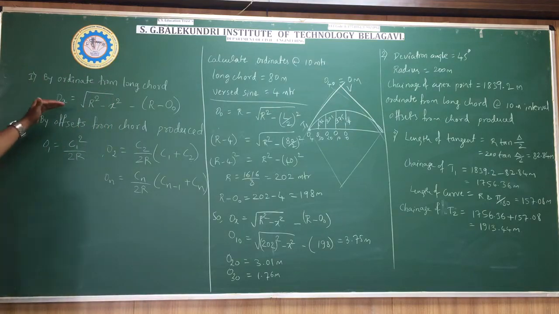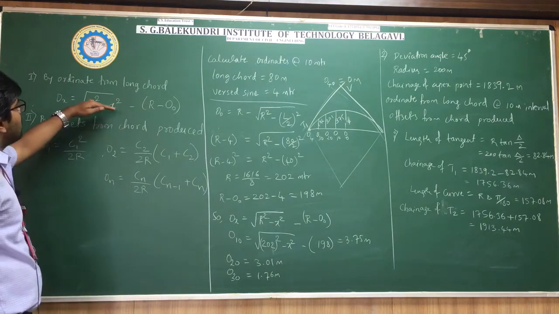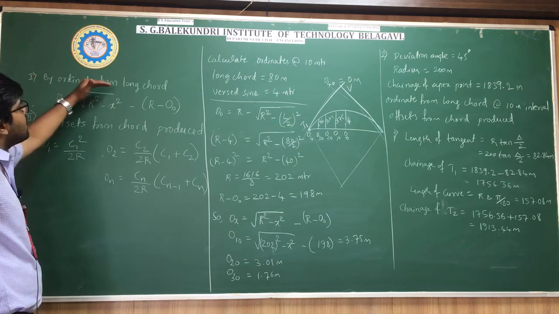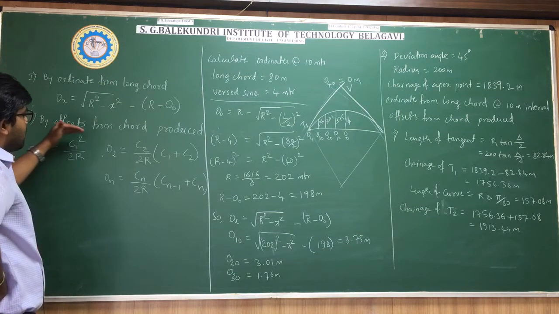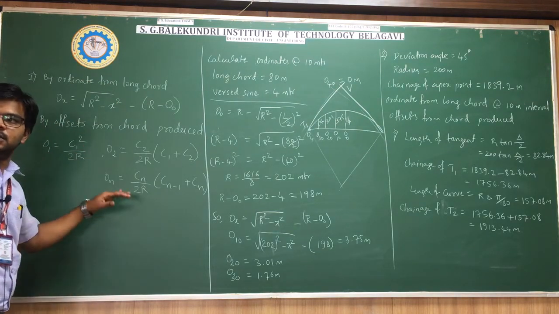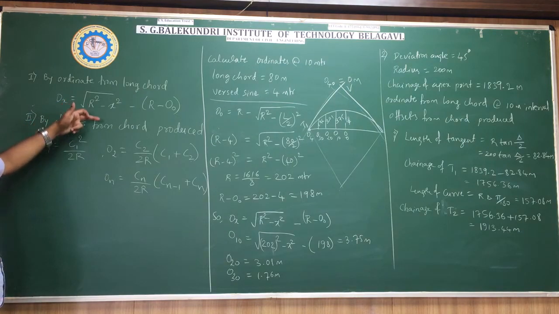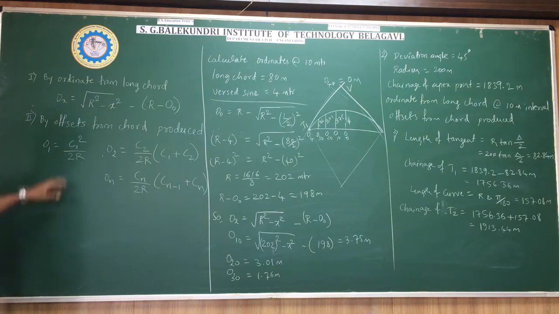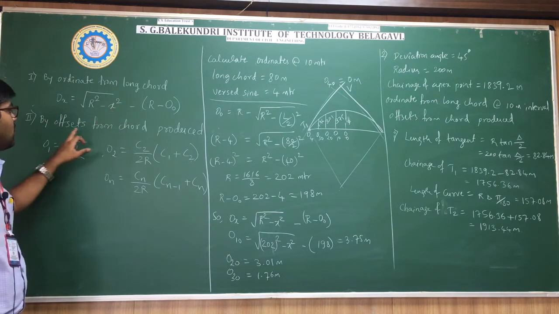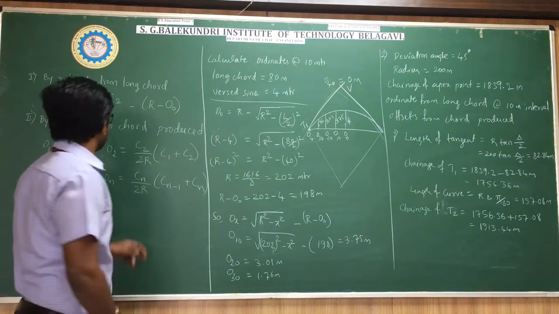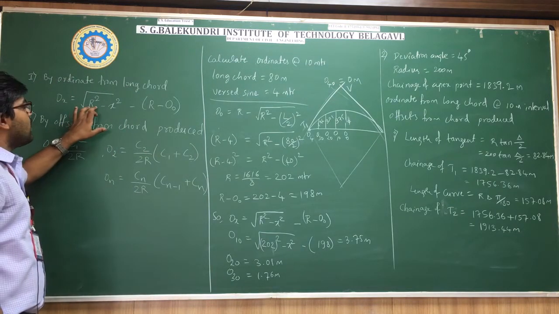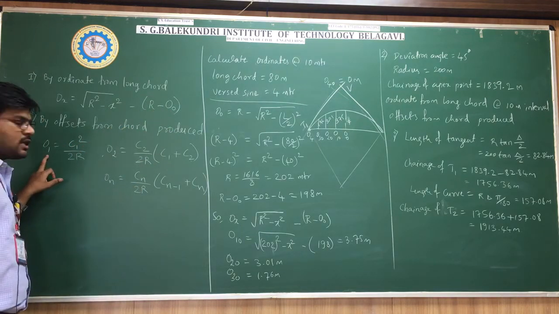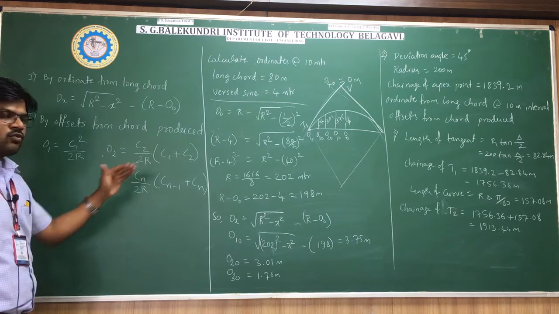Firstly, I am going to revise a formula by following the method of ordinate from long chord and offset from chord produced. Today we will discuss these two formulas. OX is equal to root of r square minus x square minus (r minus O naught). These are the ordinates O1, O2, O3, and so on up to On.